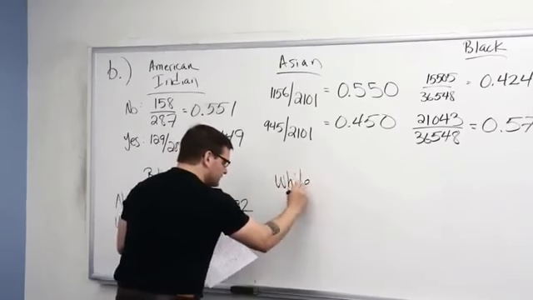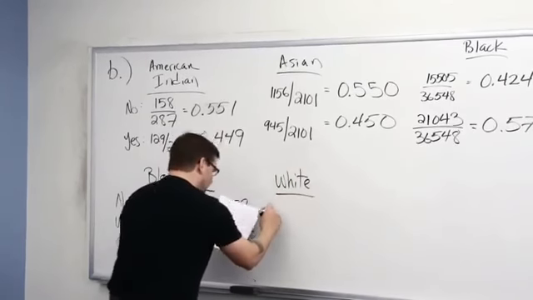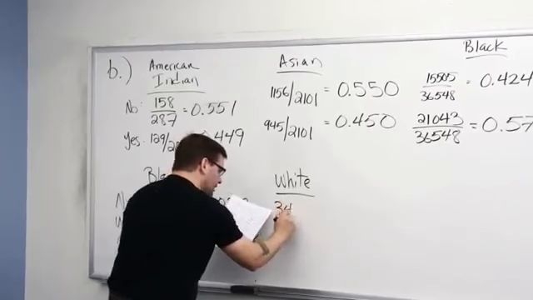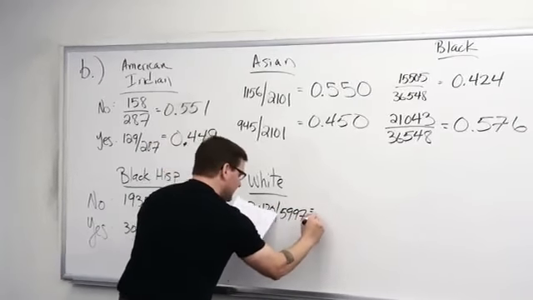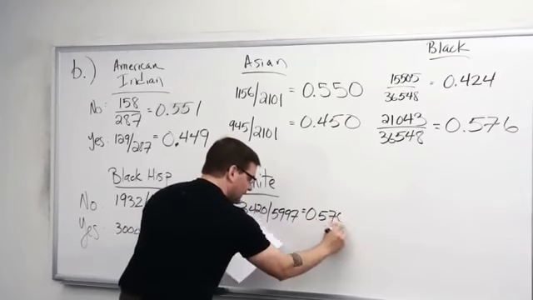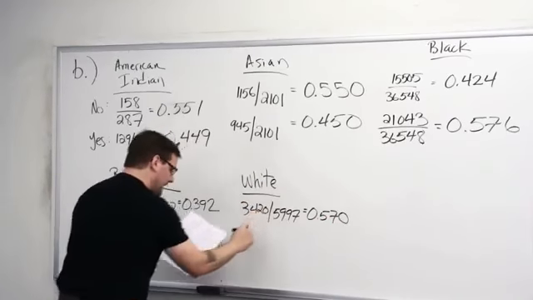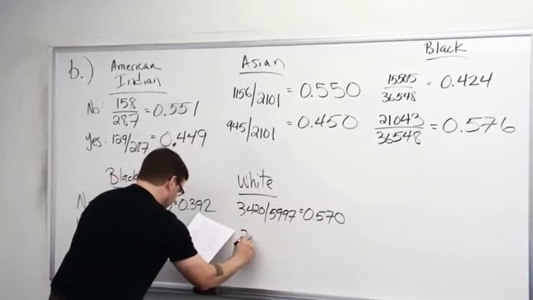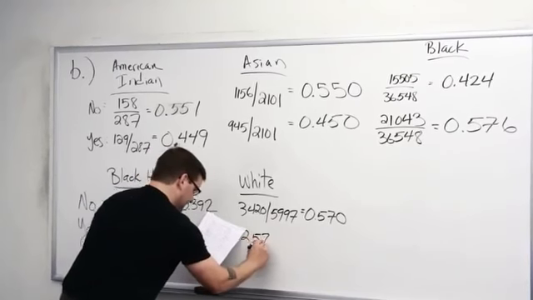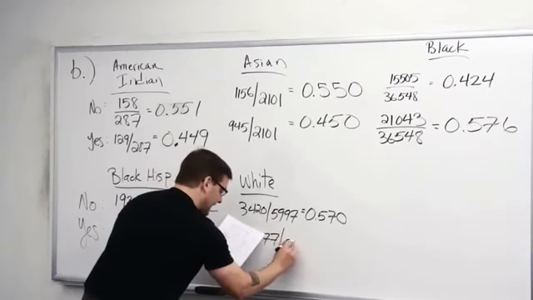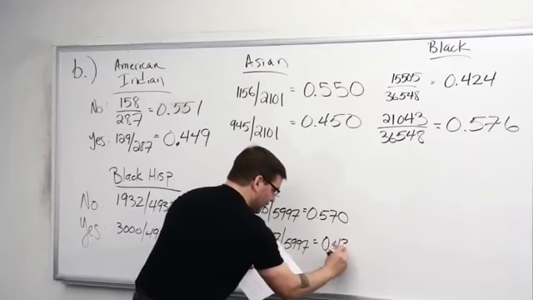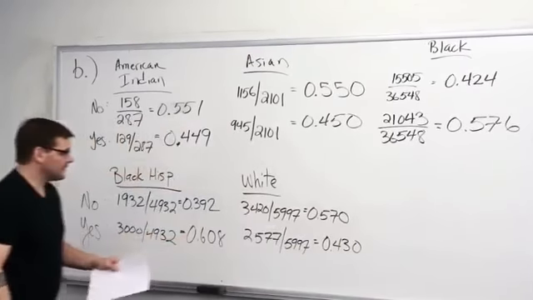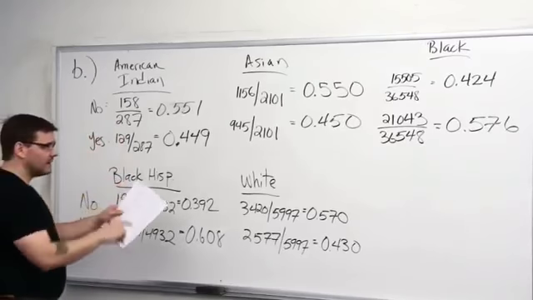Next comes white. Whites were again at the no's, 34,20 over 59,97. That is 0.570, 57% of whites were not frisked. Yeses, 25,77 over 59,97, that's about 43%, 0.430 were frisked. Huge differences looking across the races.